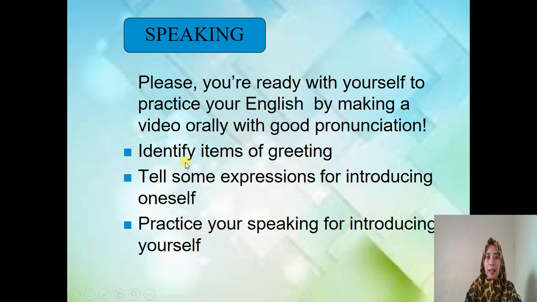Number 1, identify items of greeting. Tell about items of greeting. Number 2, tell some expressions for introducing oneself. And then number 3, please practice your speaking for introducing yourself. It means that for English class online learning, please be ready to practice your English by making a video orally with good pronunciation.